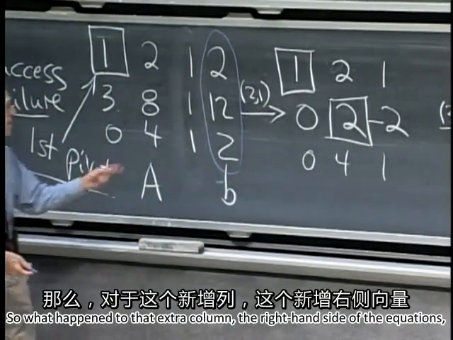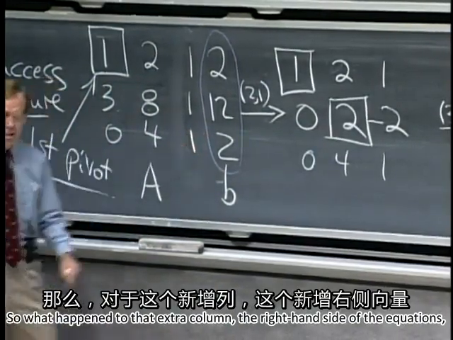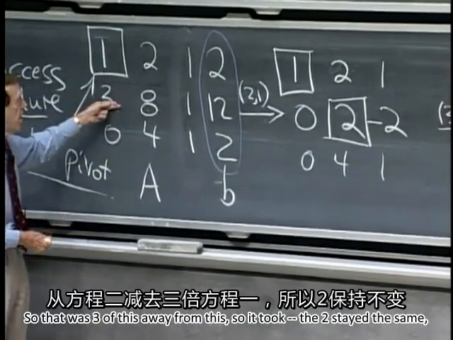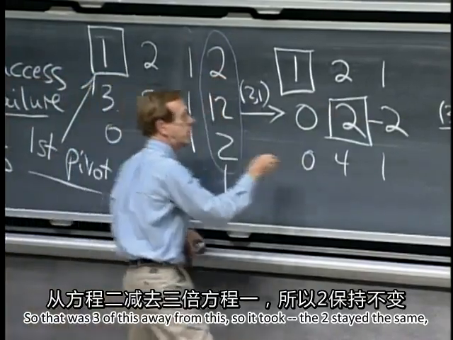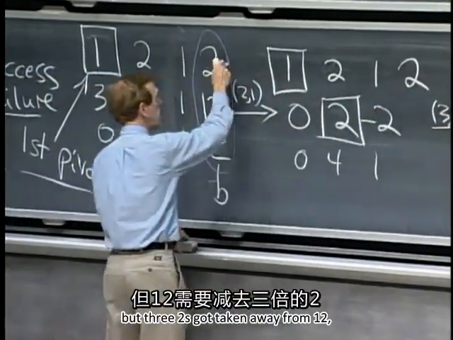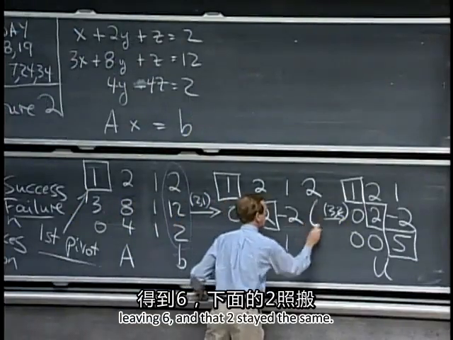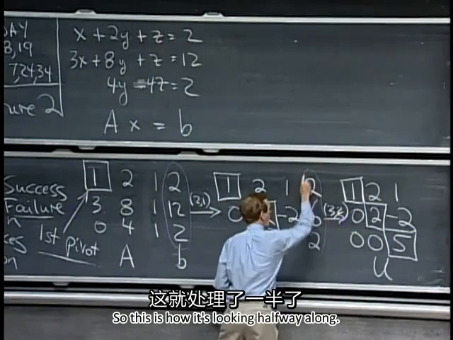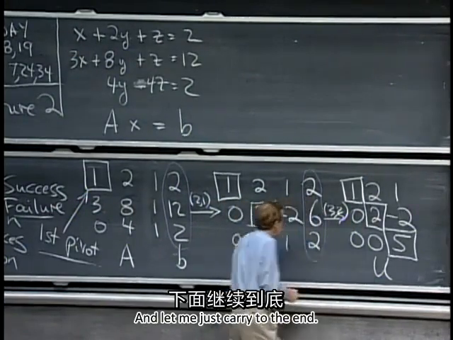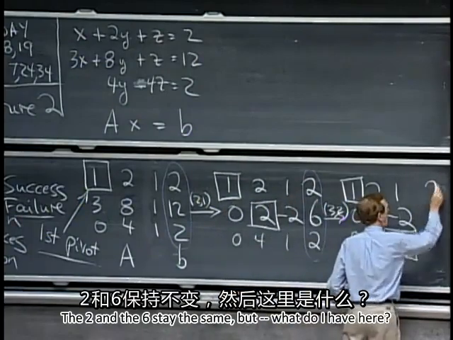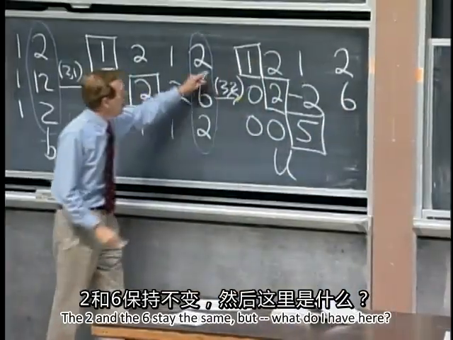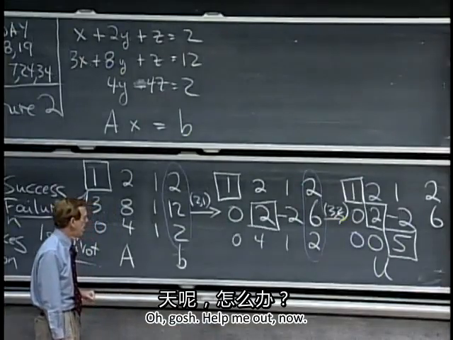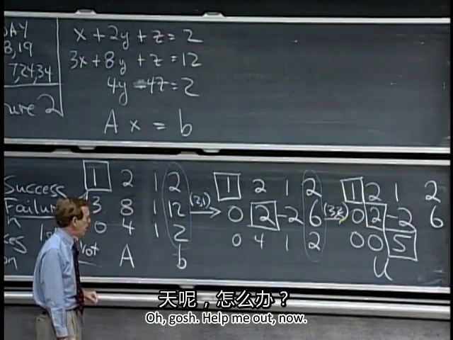Okay, so what happened to that extra column, the right-hand side of the equations, when I did the first step? So that was 3 of this away from this. So the 2 stayed the same, but 3 2's got taken away from 12, leaving 6, and that 2 stayed the same. So this is how it's looking halfway along. And let me just carry to the end. The 2 and the 6 stay the same, but what do I have here? Oh gosh. Help me out now.